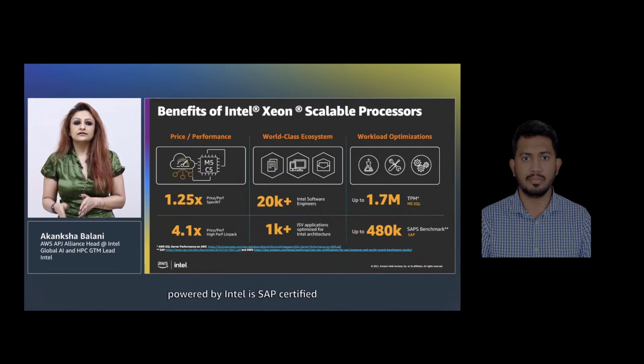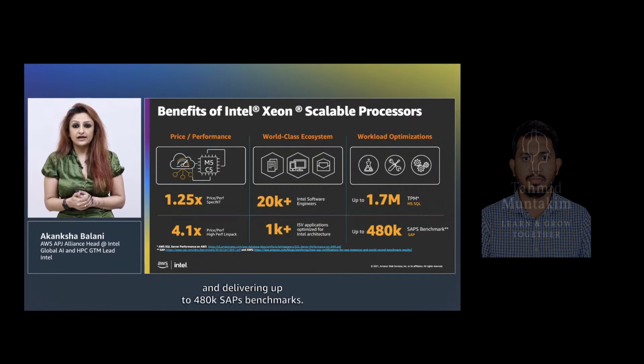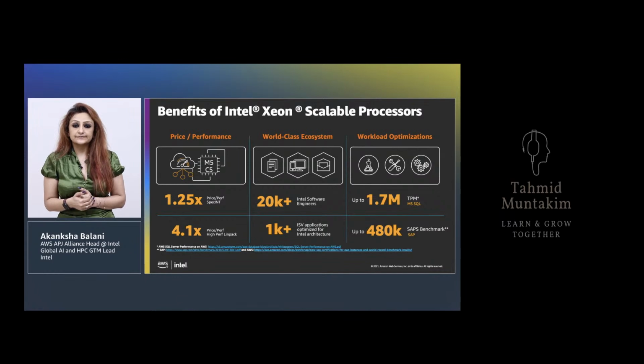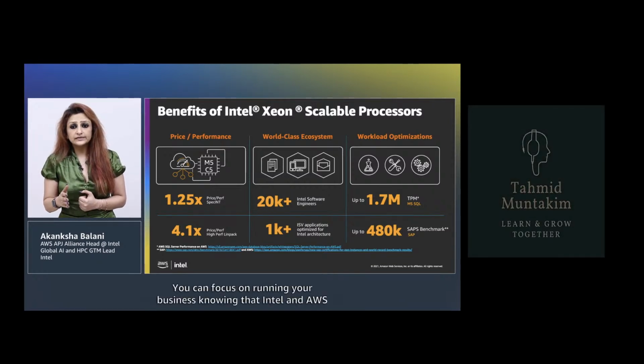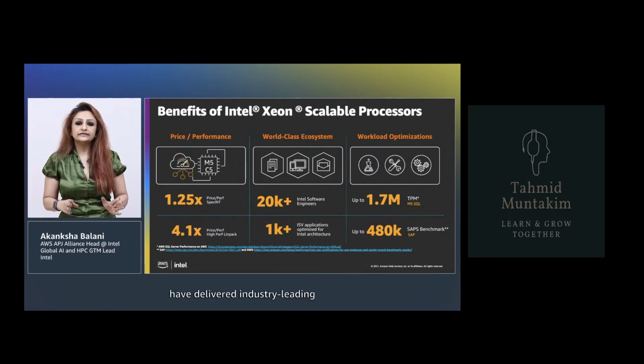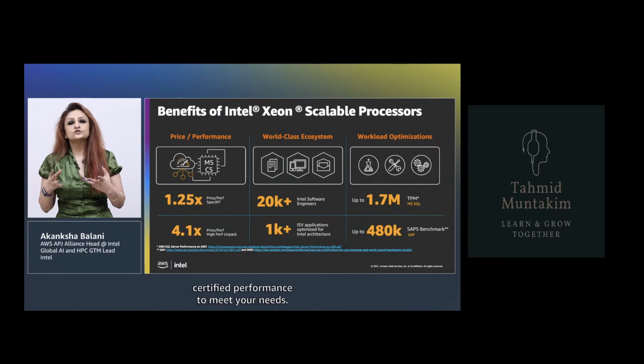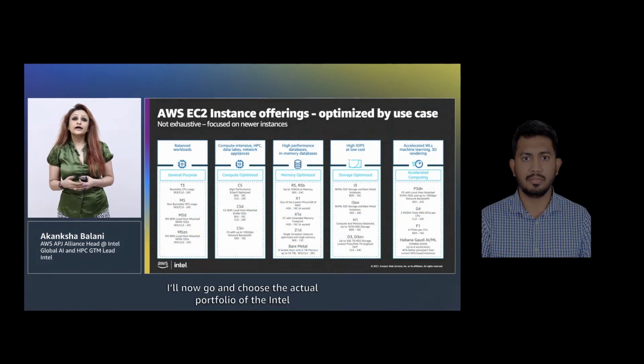AWS powered by Intel is SAP certified and delivering up to 480K SAPS benchmarks. Again, this is where the value of Intel in your AWS cloud instances matters. You can focus on running your business knowing that Intel and AWS have delivered industry-leading certified performance to meet your needs.